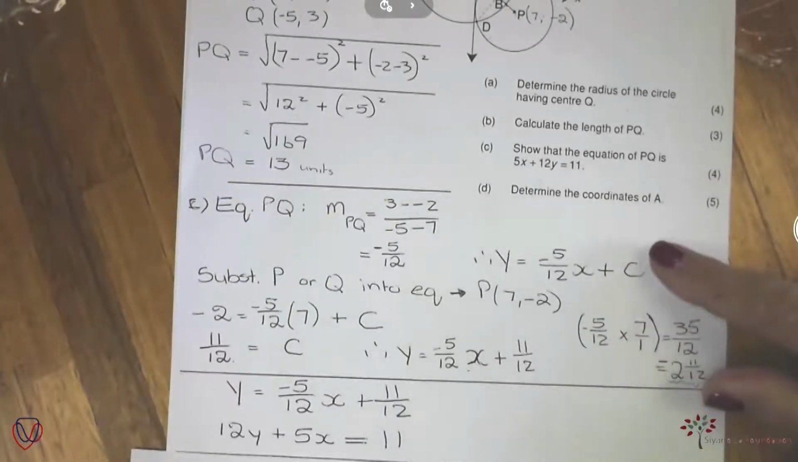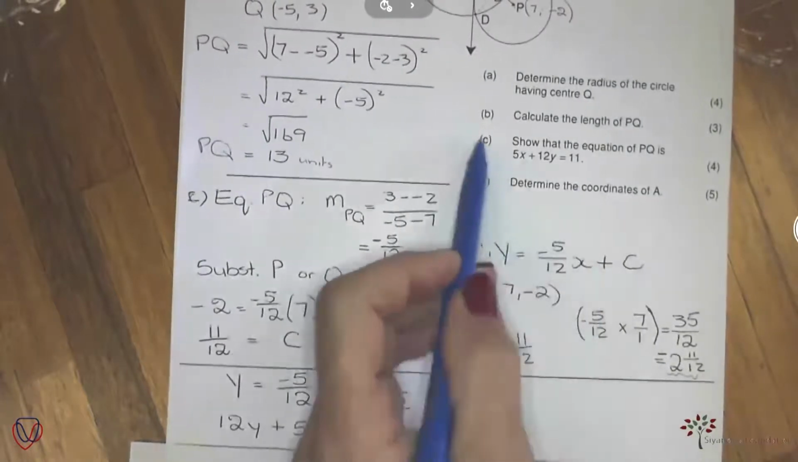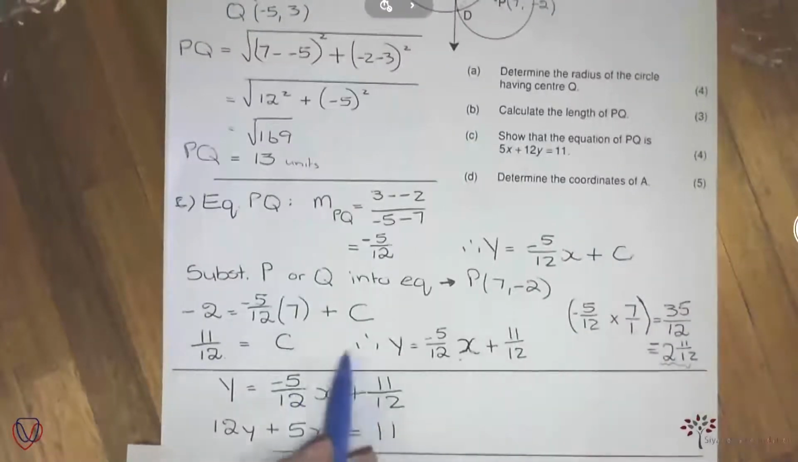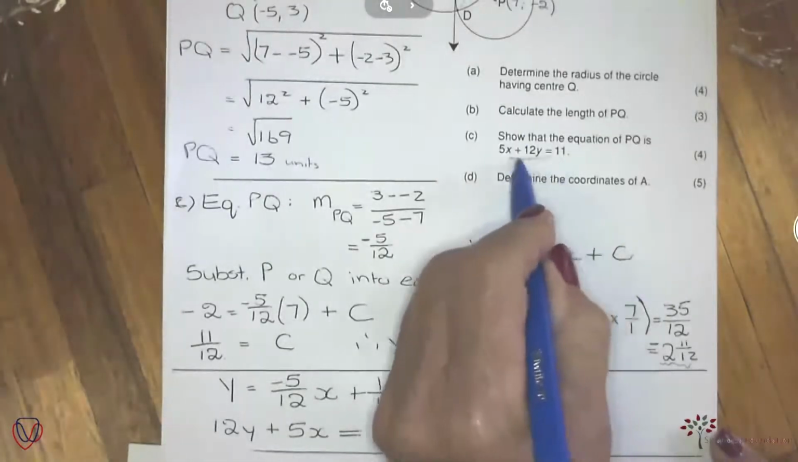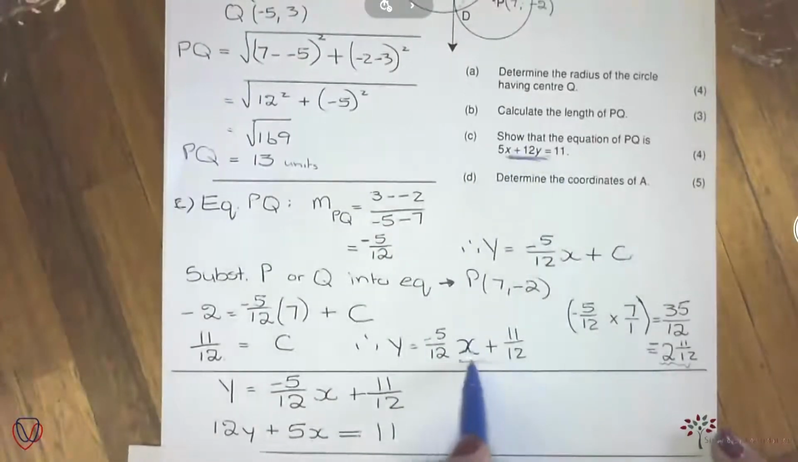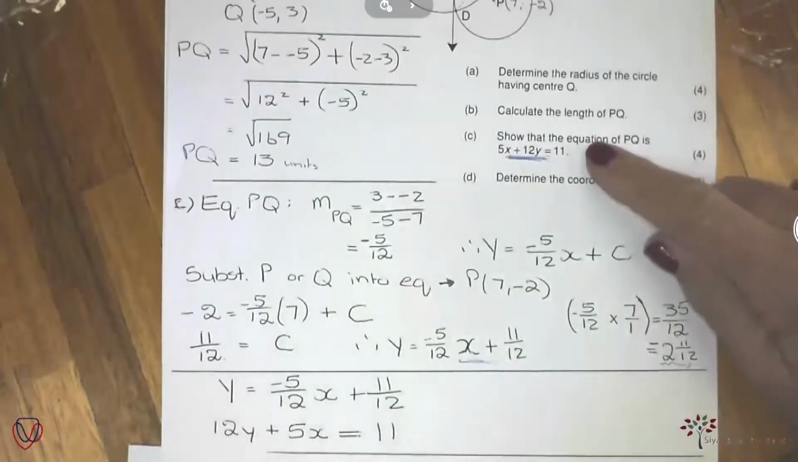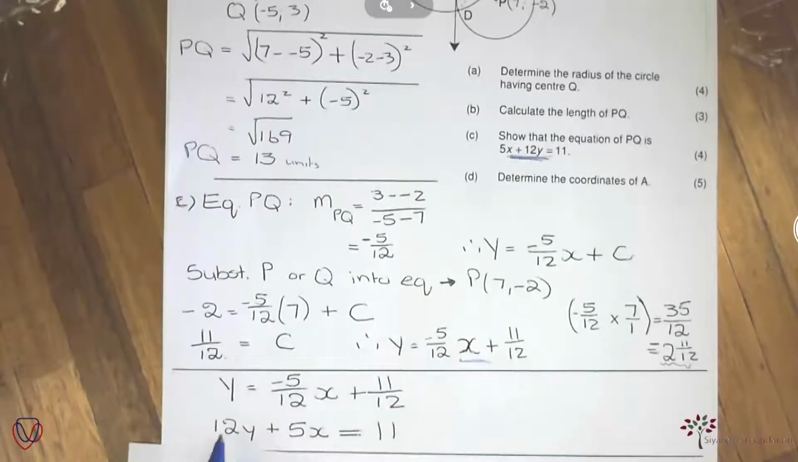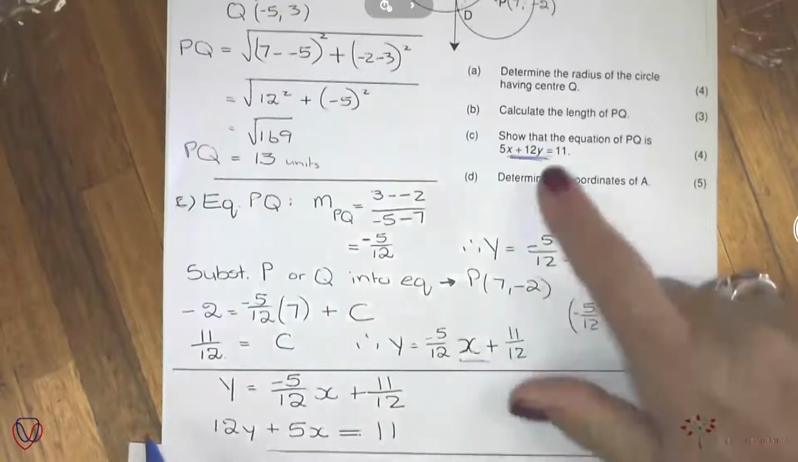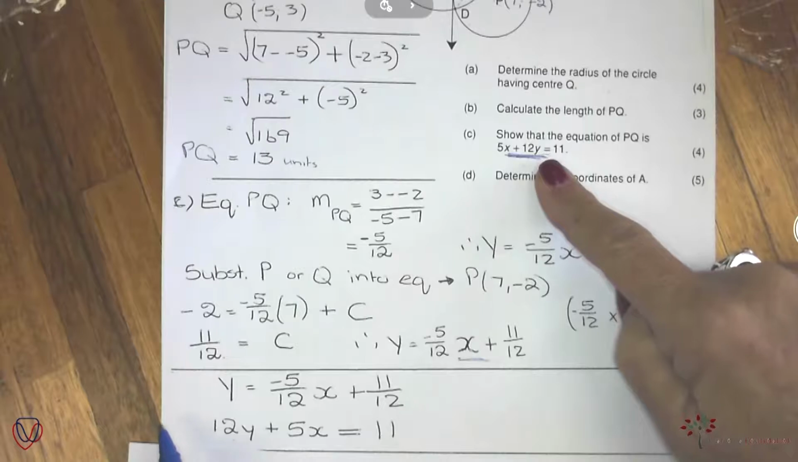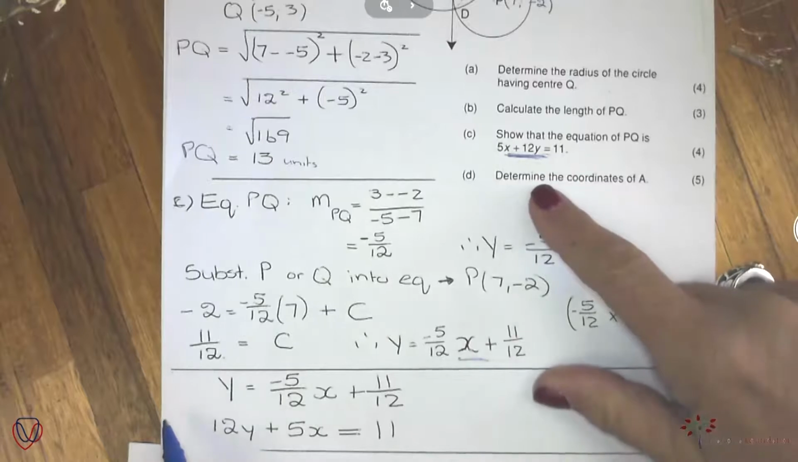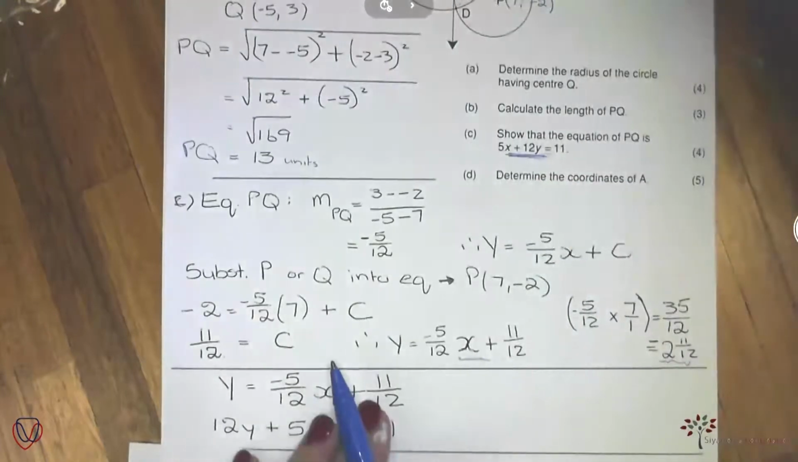Oh, sorry. This is C still. You see, I'm so glad I did this. I got the equation, but I never wrote it in this form. Can you see that? Underline that, and please remember, you must write that in that form. So I multiplied by 12 right through, and this is what I got when I wrote it in that form. Voila! Beautiful.